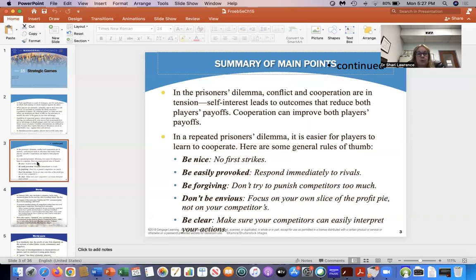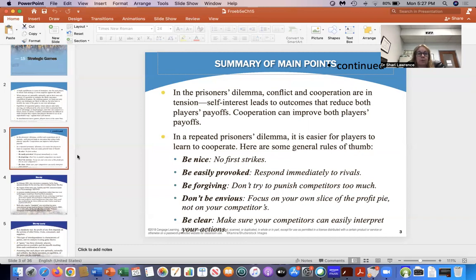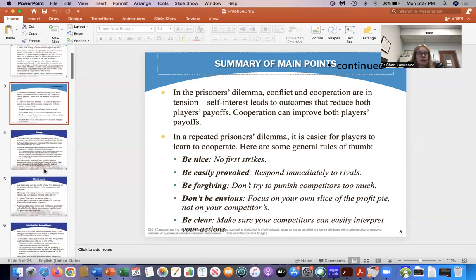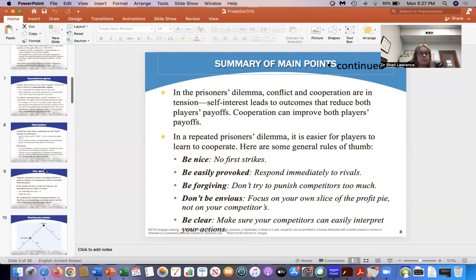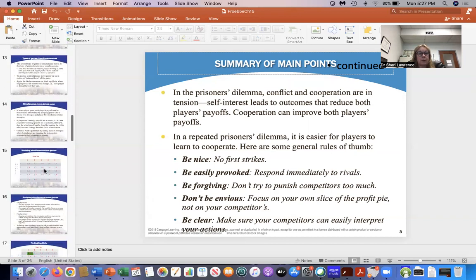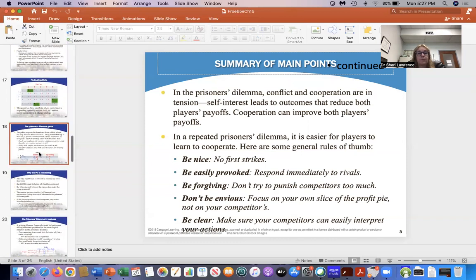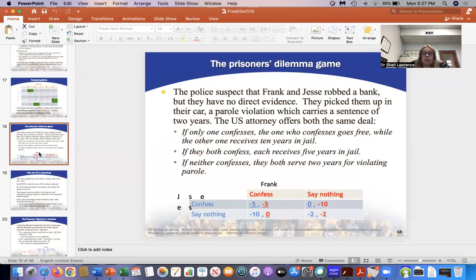Okay, so I'm going to skip to the prisoner's dilemma, which is the basic explanation of game theory and this Nash equilibrium. So that is up here. Okay, so this is the basic prisoner's dilemma game to explain the Nash equilibrium. Two suspects, Frank and Jesse, robbed a bank, but the police don't have any direct evidence. They pick them up on a parole violation. Each parole violation carries a sentence of 2 years, and the U.S. attorney offers both the same deal.